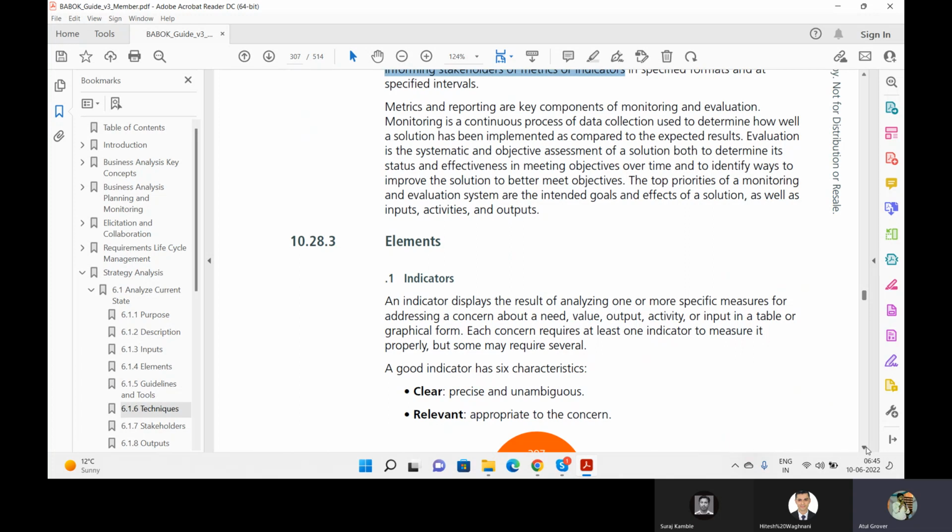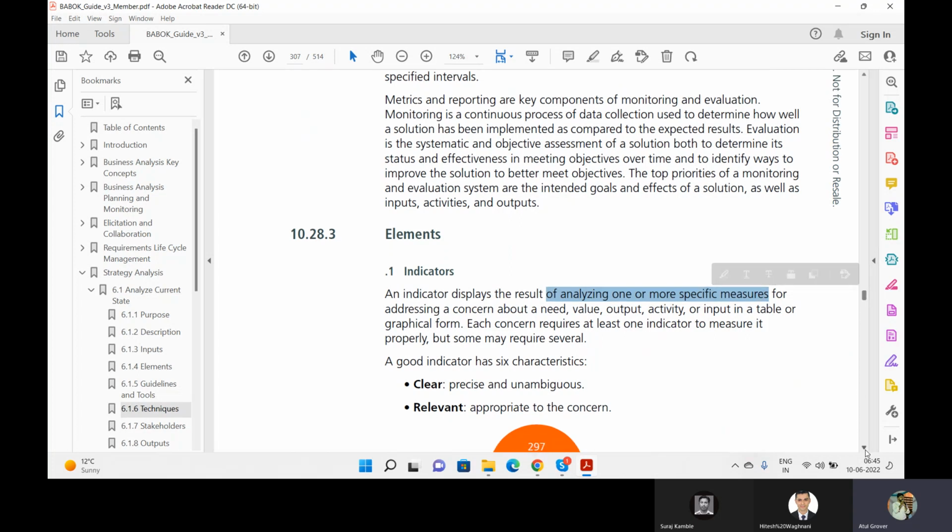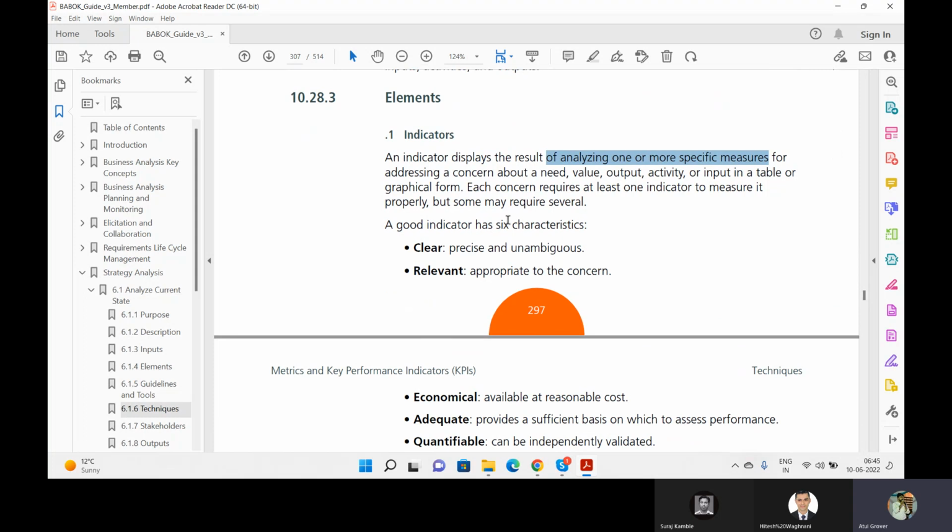Okay, so it says that indicator is one of the major elements in this. An indicator displays the result of analyzing one or more specific measures, that on which parameter, at which point, by looking at what you are indicating that I need to measure this. Okay. A good indicator has 6 characteristics.